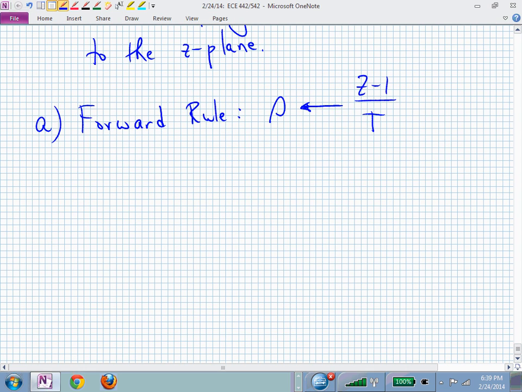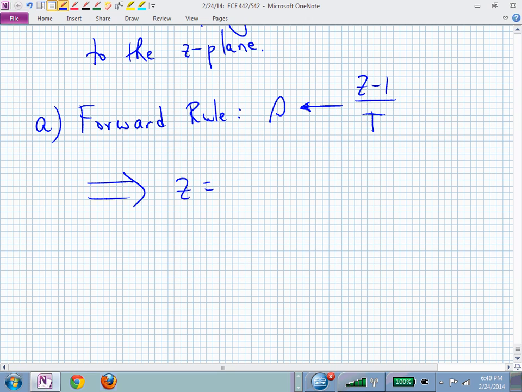Well, let's look at the other way around. We know what's stable in the S-plane. It's the left half of the complex S-plane, everything to the left of the imaginary axis. That's stable in the S-plane. So let's see if we can map from the S-plane into the Z-plane. Let's solve this relationship for Z in terms of S.